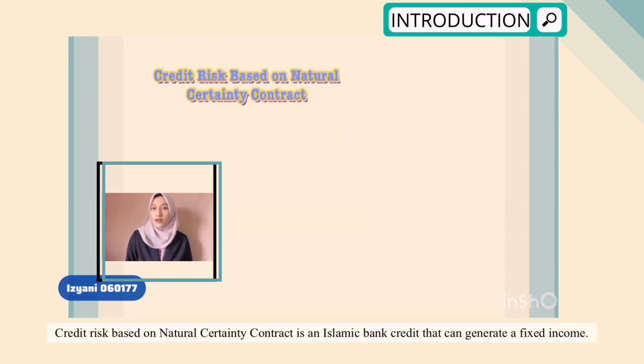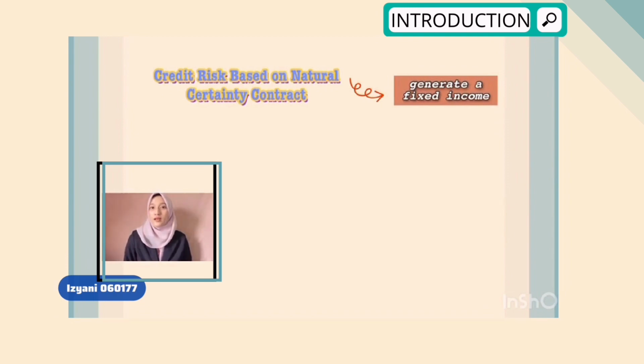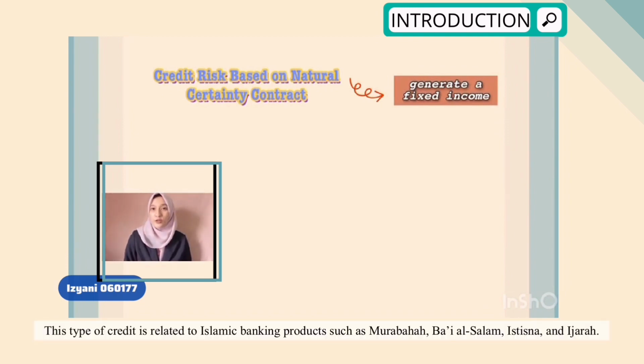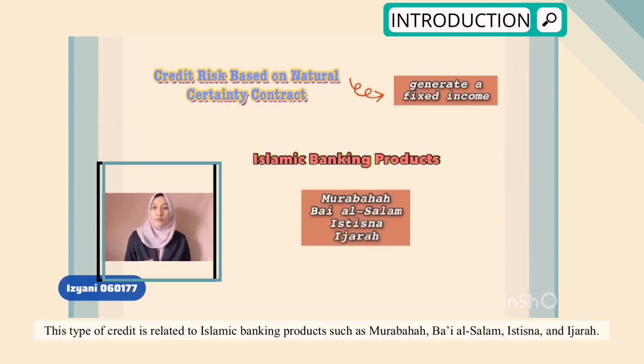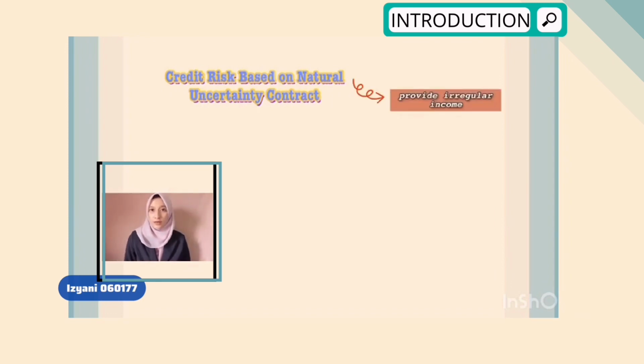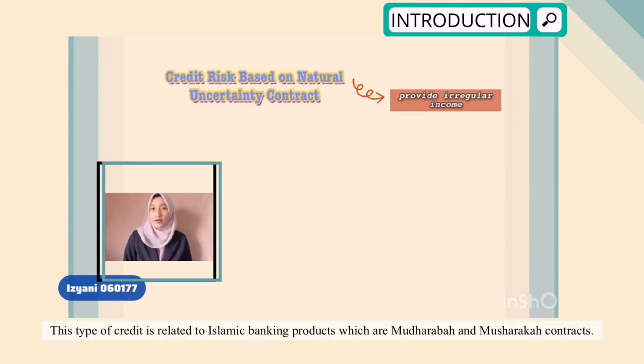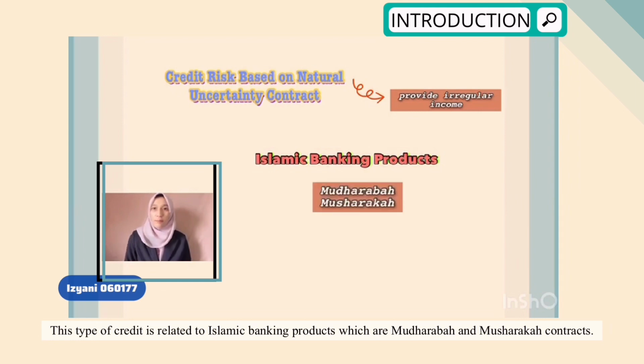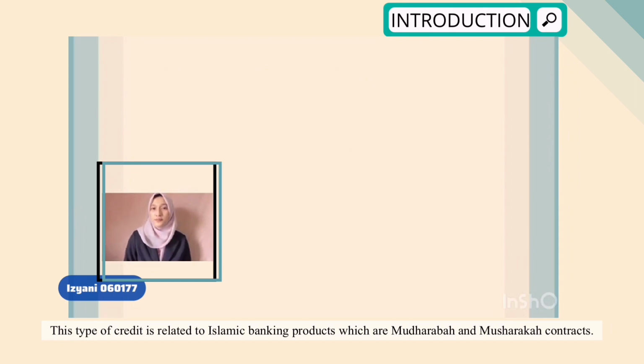Credit risk based on natural certainty contract is an Islamic bank credit that can generate a fixed income. This type of credit is related to Islamic banking products such as murabahah, buy as-salam, istisna, and ijarah. Credit risk based on natural uncertainty contract refers to the credit that can provide irregular income. This type of credit is related to Islamic banking products, which are mudarabah and musyarakah contracts.